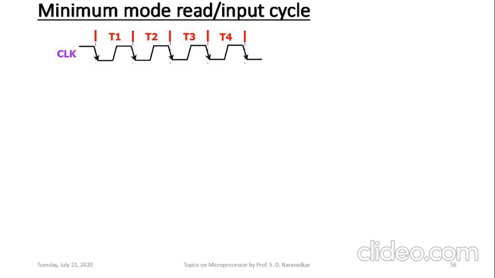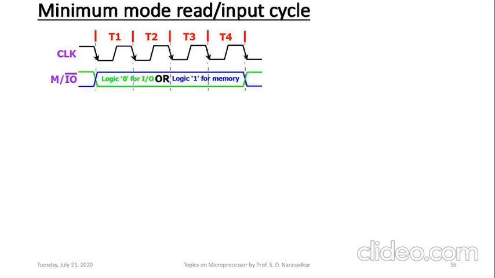Here, first of all, at the top is a clock signal which contains 4 clock periods. Falling edge of that clock to the next falling edge is T1, similarly T2, T3 and T4 state. 4 clock cycles are clearly shown here. The next signal is extremely important, M/IO bar. It will decide whether this read operation or input operation is applicable to memory or I/O device.